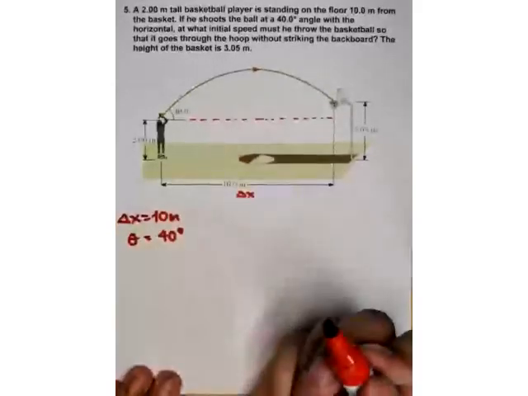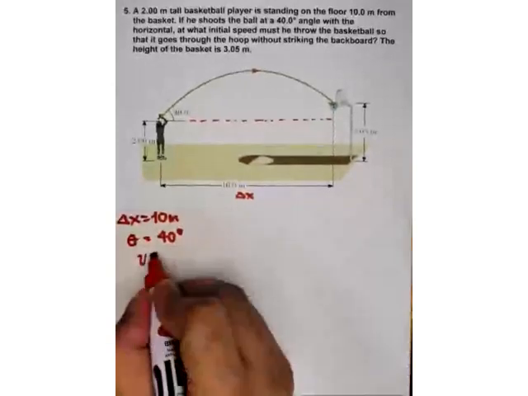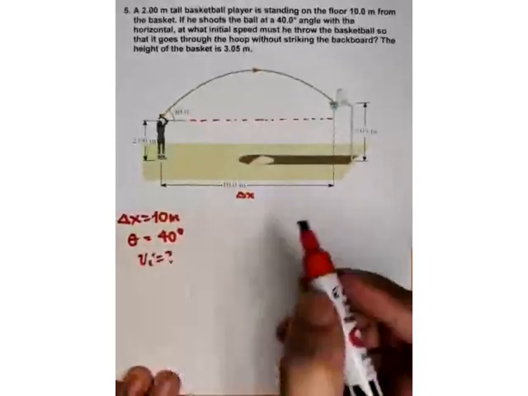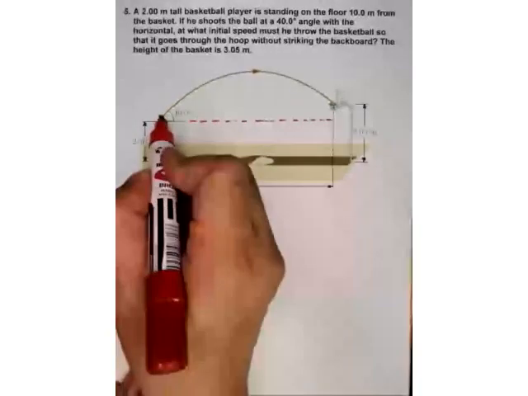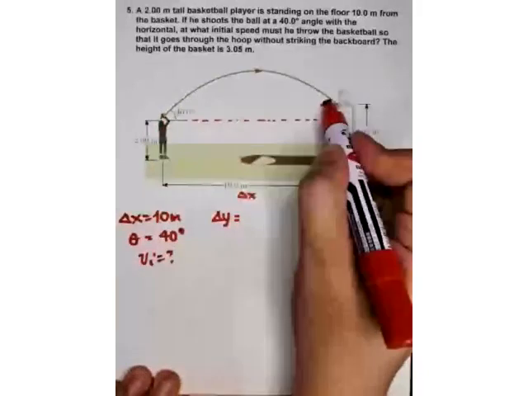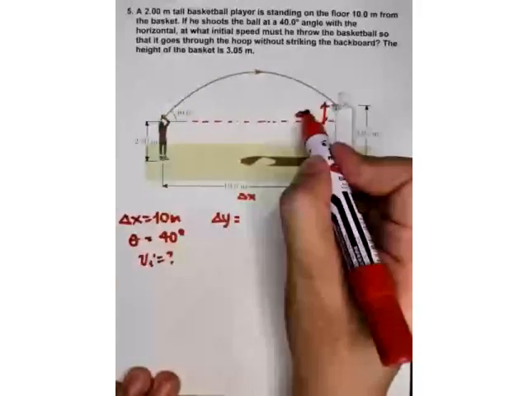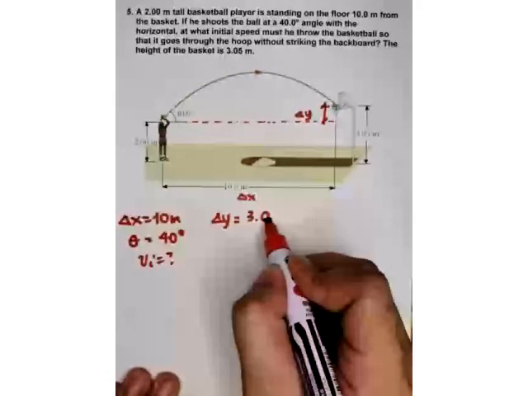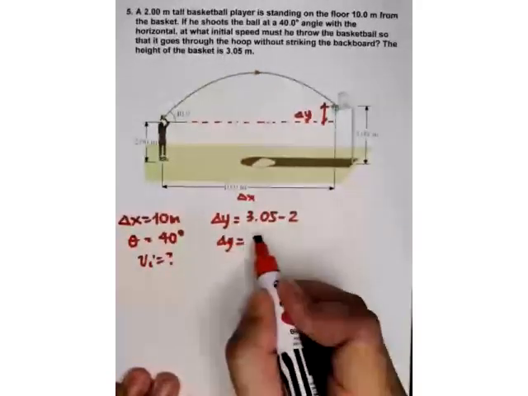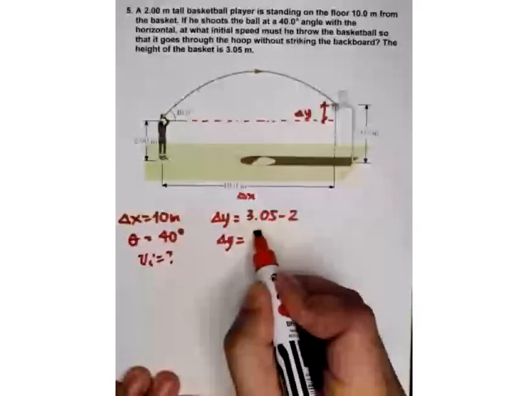So we're looking for VI, so VI is the unknown. What about delta y? Delta y, if this is our reference point where he threw the ball, then delta y is here. So what's delta y? That's 3.05 minus 2, so delta y is equal to 1.05 meters.